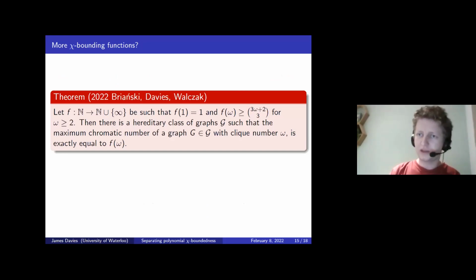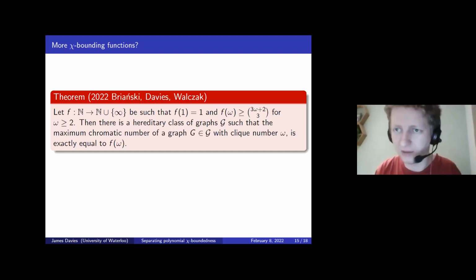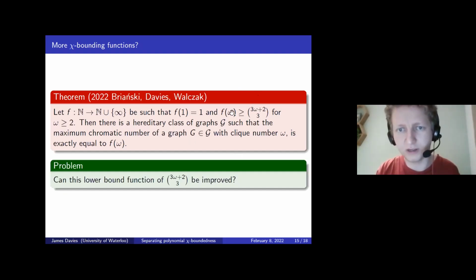I think there's a couple of obvious questions following this theorem. One is, can you get more chi-bounding functions? So this gives us that provided we don't have any too small value at any point, our function can be a chi-bounding function essentially. But can we get more than this? So in particular, can this lower bound function for f be improved?